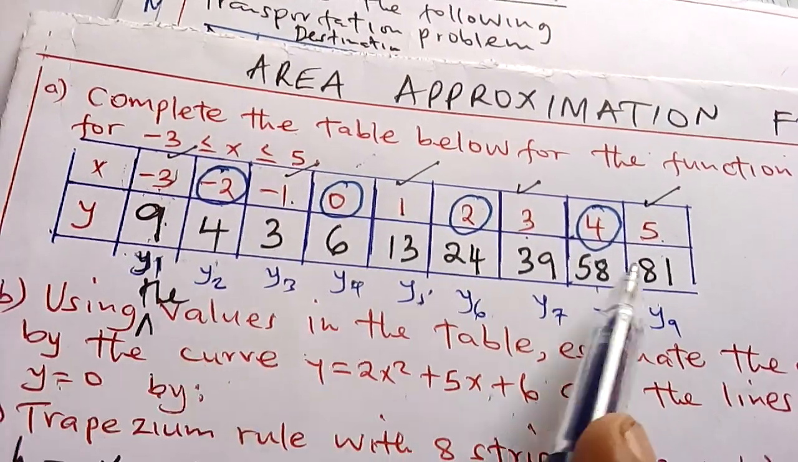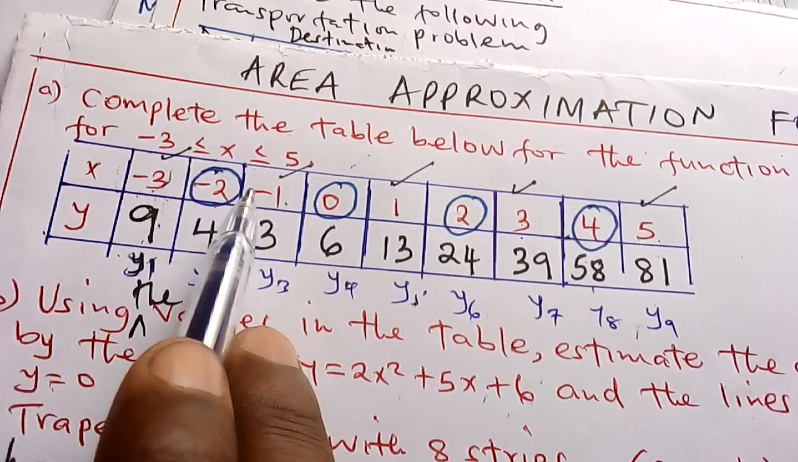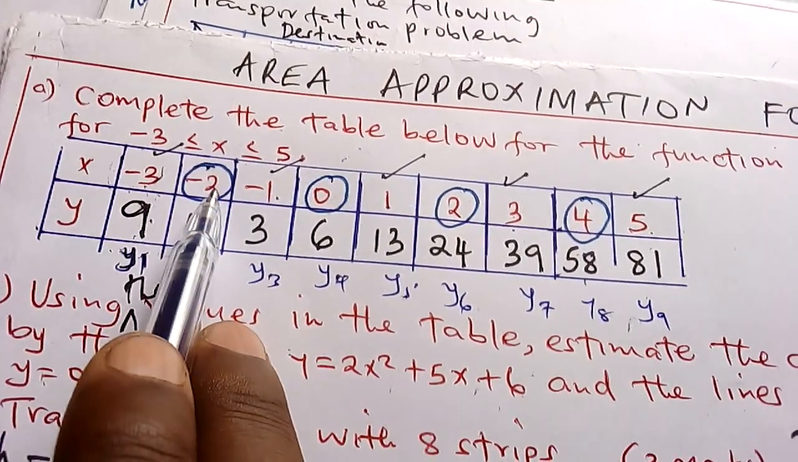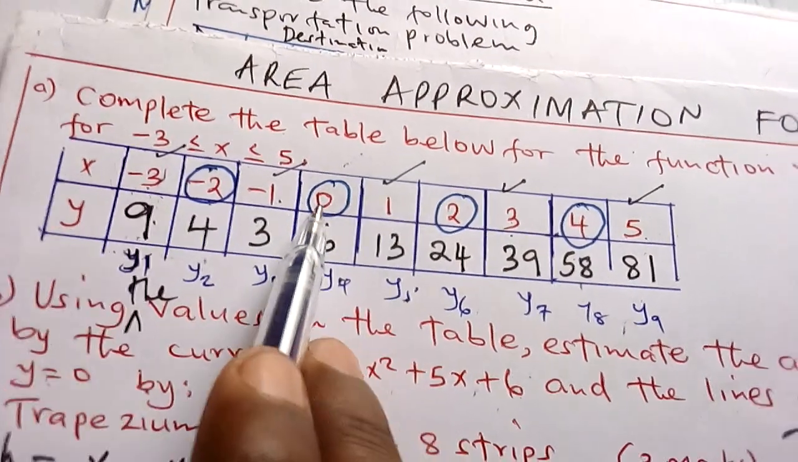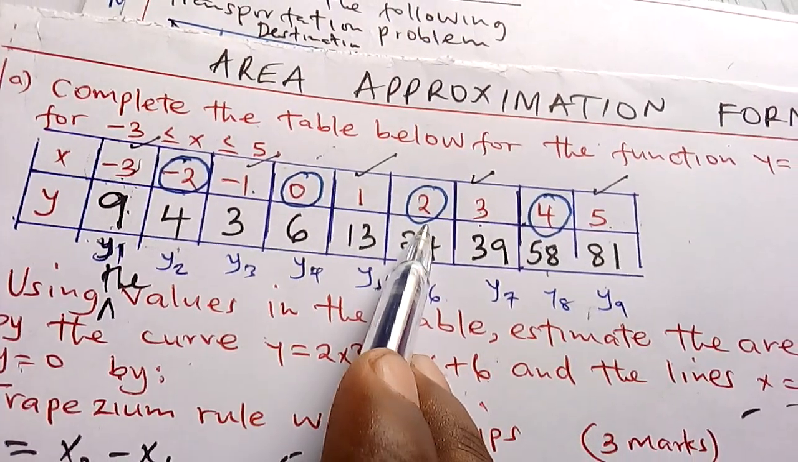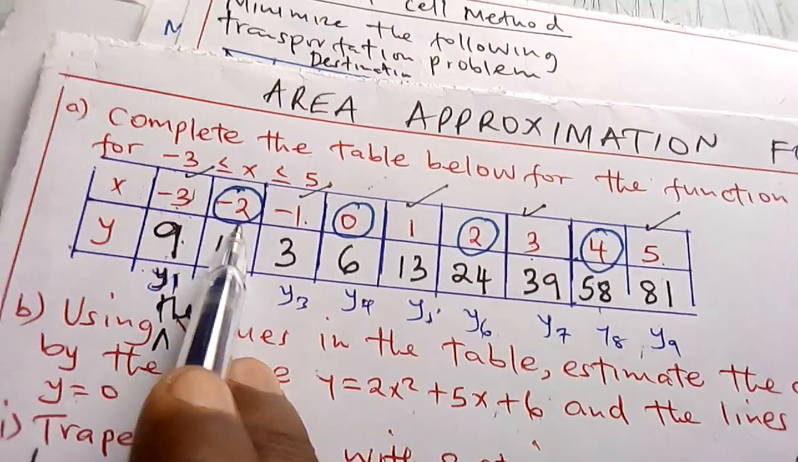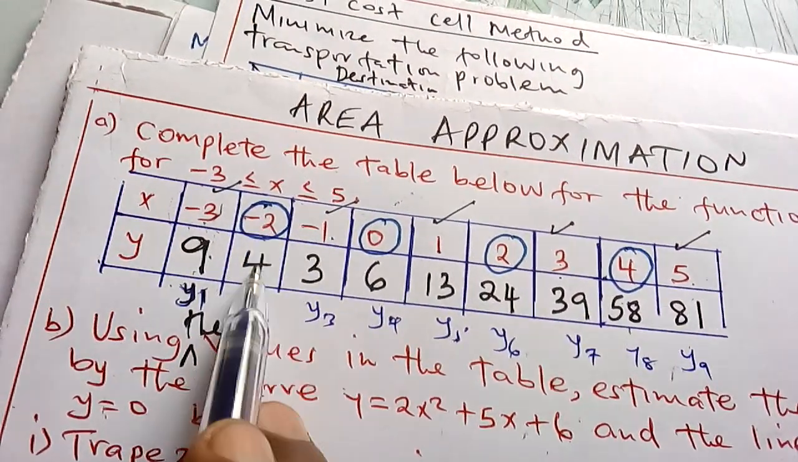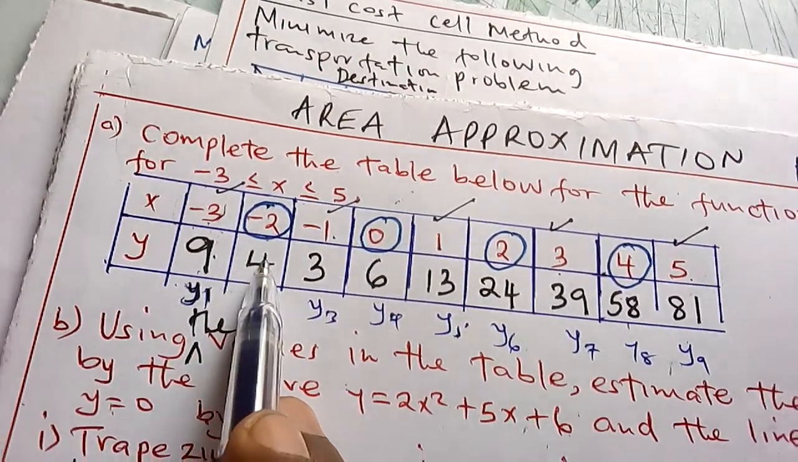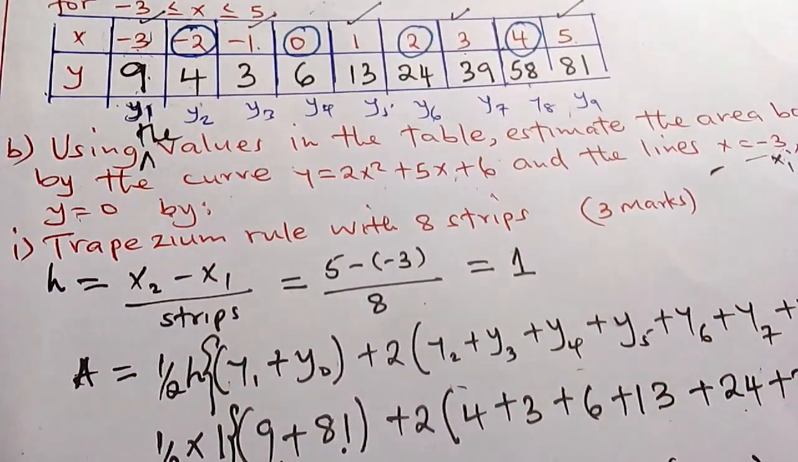So after getting the range, you now start by looking at the mid. So between negative 3 and negative 1, we have negative 2. Between this and this, we have 0. Between this and this, we have 2. Between this and this, we have 4. So meaning our y1 will be 4 here. So y1 is equal to 4.